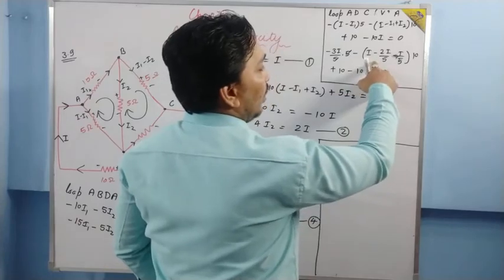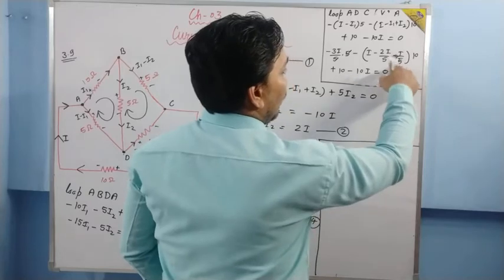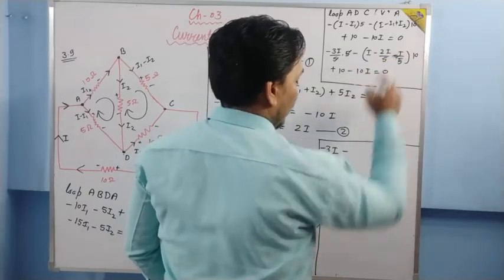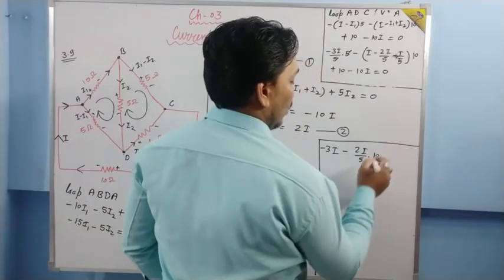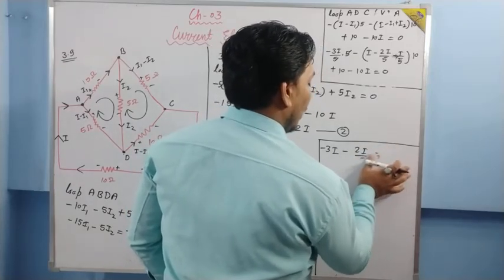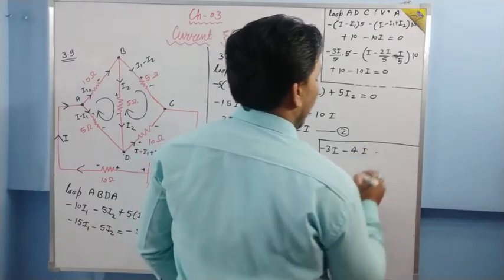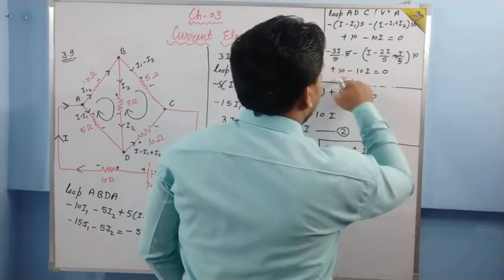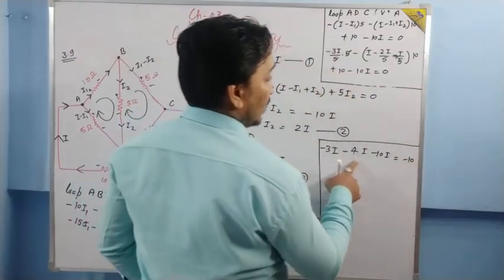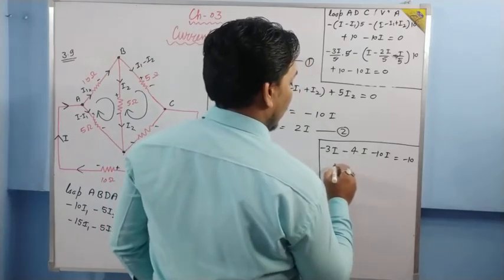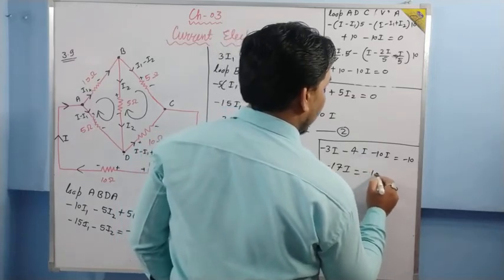Here it will become minus 5i minus 3i become 2i upon 5 into 10. So let me write, 5 2s are 10, it will become 4i. Minus 10i is equal to minus 10. Minus 3i minus 4i minus 10i will become minus 17i is equal to minus 10.